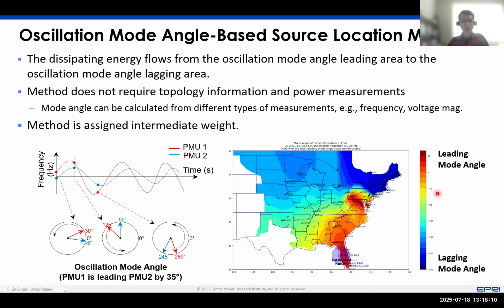And you can see here another view of the event: the calculated oscillation mode angle for the event on January 11, 2019. The Florida area has the highest leading mode angle, so it can be treated as the source location. This method is usually assigned an intermediate weighting factor.